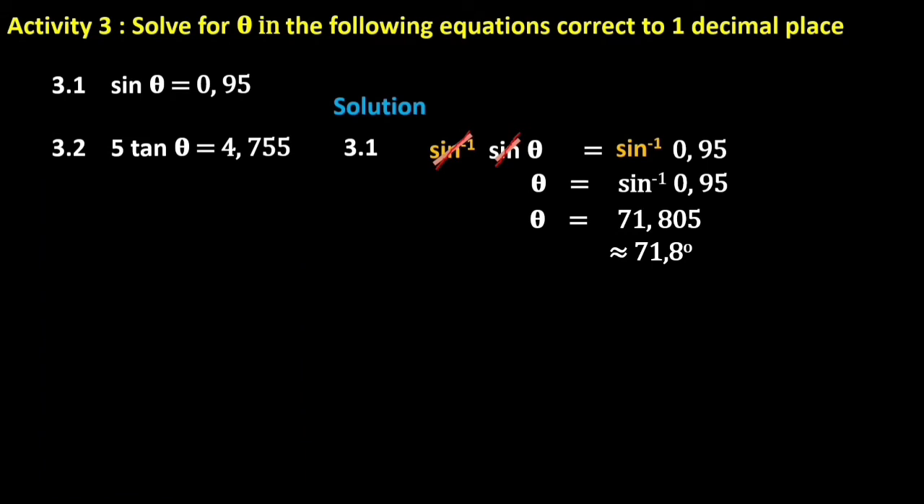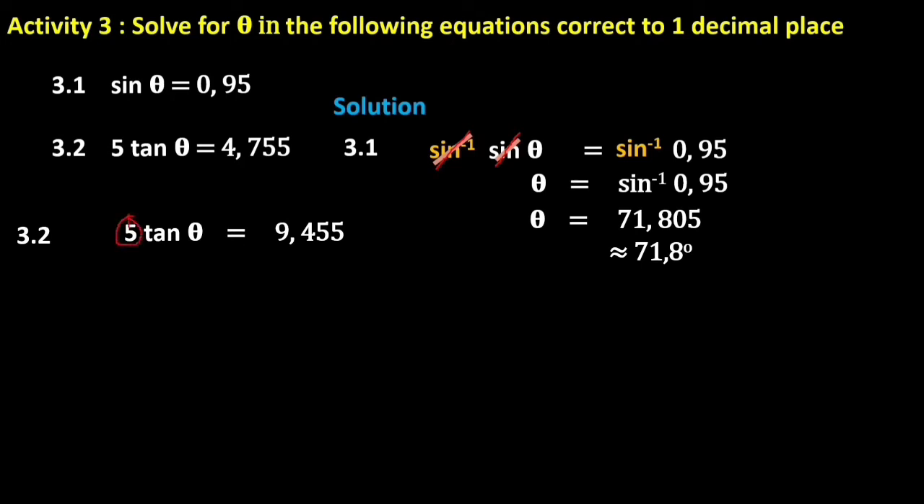Okay, now moving on to 3.2. 3.2 is quite interesting because we've got a coefficient in front of the tan function. So now we've got a coefficient that is multiplying the function. In other words, we've got 5 times the tan of theta equals that number. The first thing we want to do in this case is to get rid of that coefficient. We need to remove that 5.